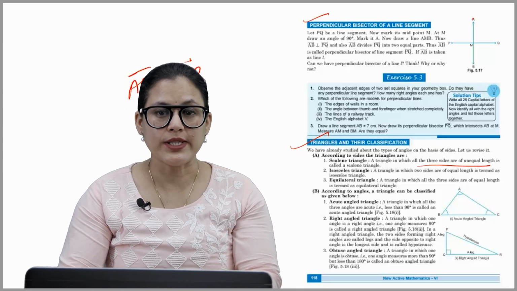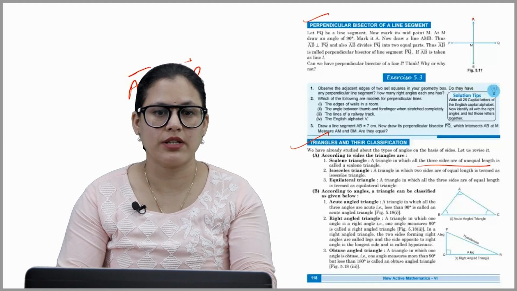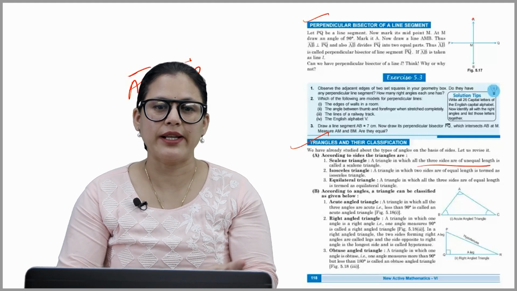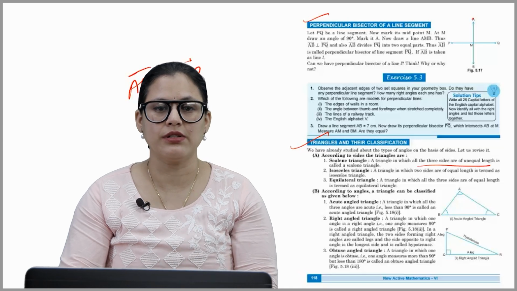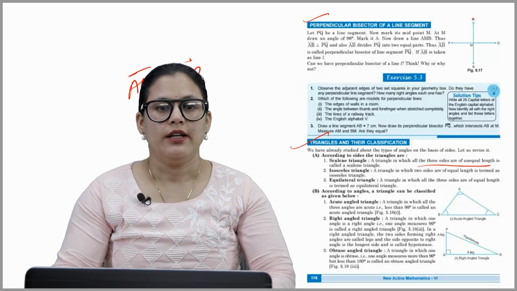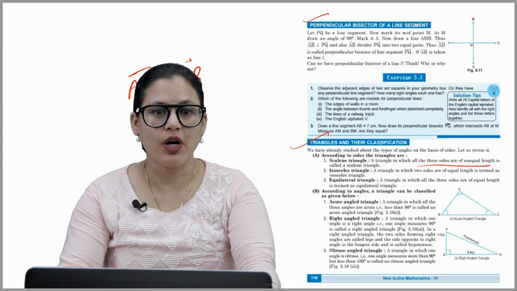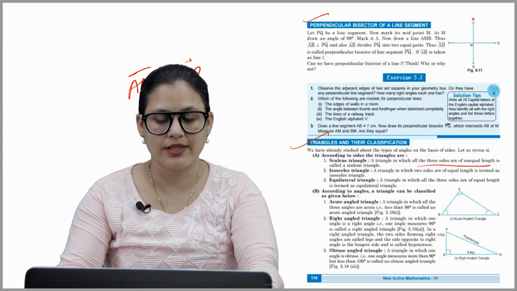Okay. Number 2, isosceles triangle. A triangle in which two sides are of equal length is termed an isosceles triangle. Number 3, equilateral triangle. A triangle in which all three sides are of equal length is termed an equilateral triangle. Okay. Number B. According to angles, triangles can be classified as given below.